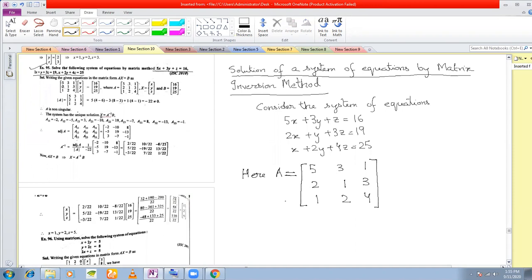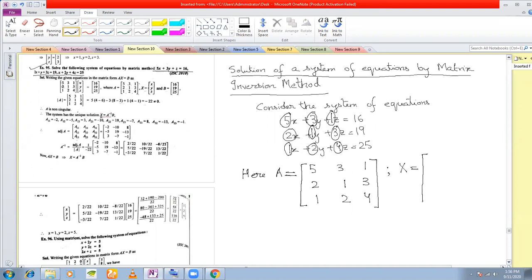We construct this matrix. It consists of all these coefficients 5, 3, and here you have a 1. Then you have a 2, you have a 1 here, and then you have a 3, and then you have a 1 here, and then you have a 2, and then you have a 4. You construct this matrix.